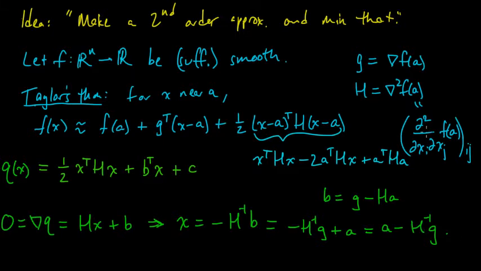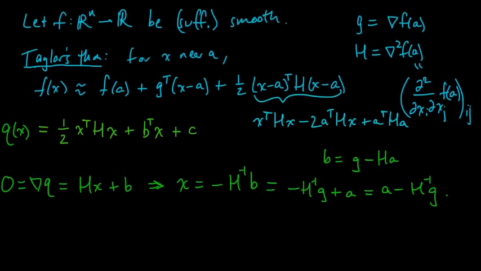And the Hessian might not necessarily be invertible. So this can break down if the Hessian turns out to not be invertible, and you'll have to do something else. So that's one caveat here.